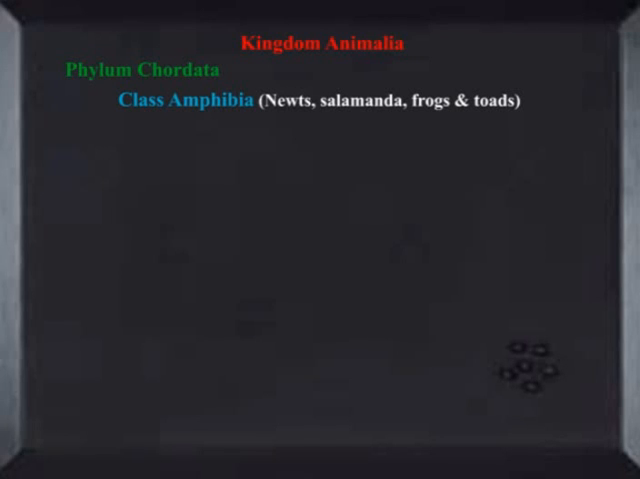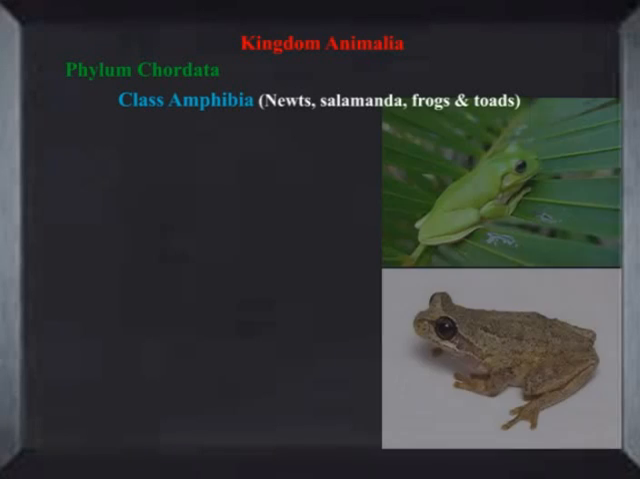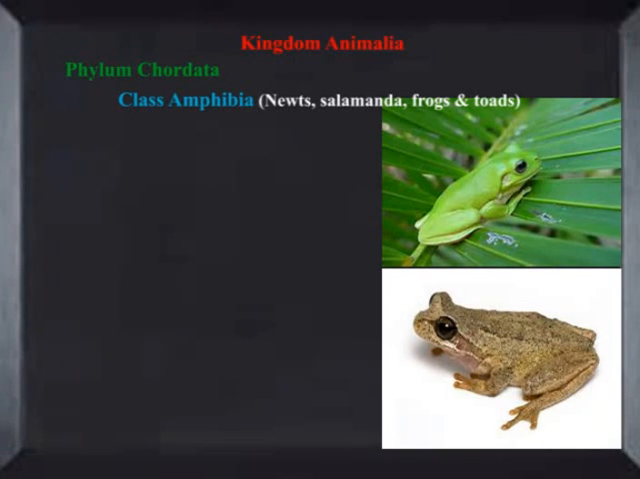Next is class Amphibia, and these include the newts, salamanders, frogs, and toads. They are partly aquatic and partly terrestrial. General features: the amphibians have four well-developed limbs. The hind limbs are longer and more muscular than the forelimbs. The limbs can be used for movement on land and swimming in water.